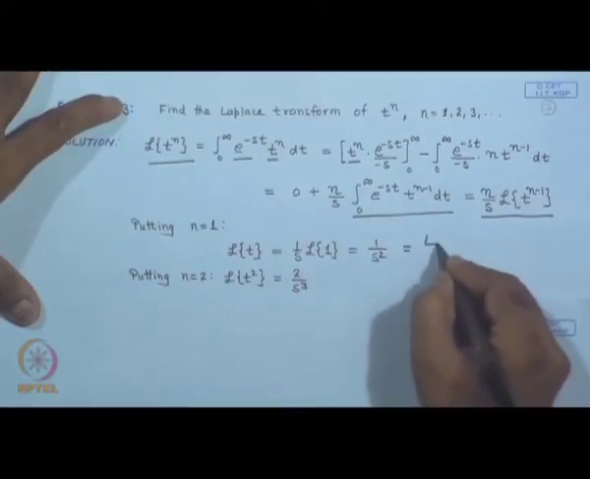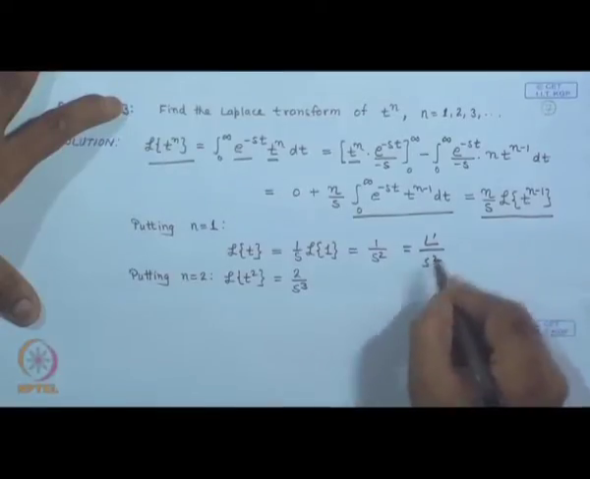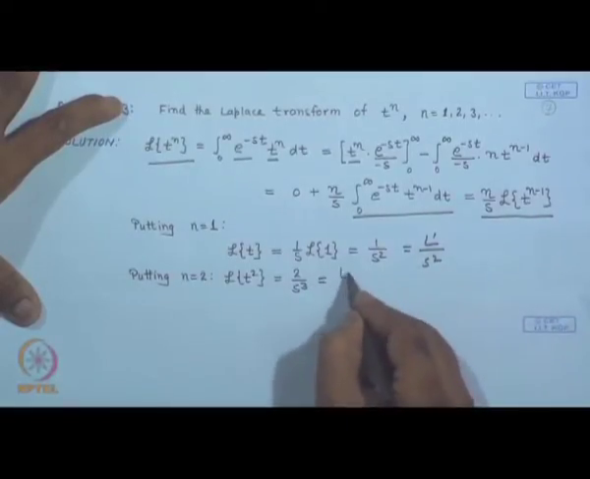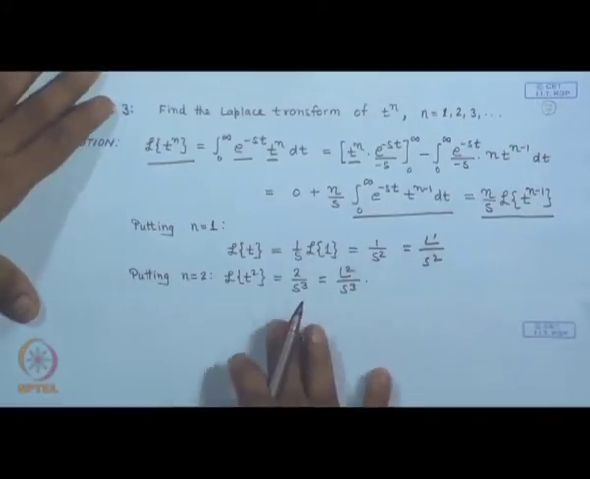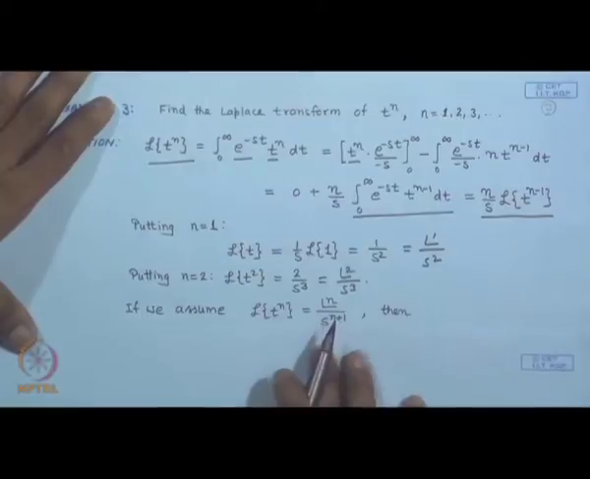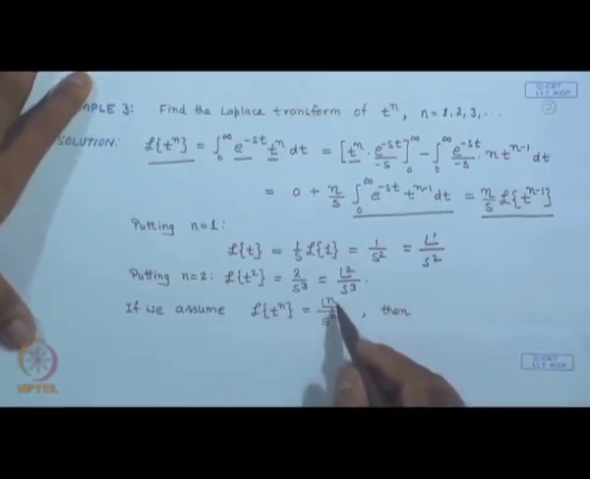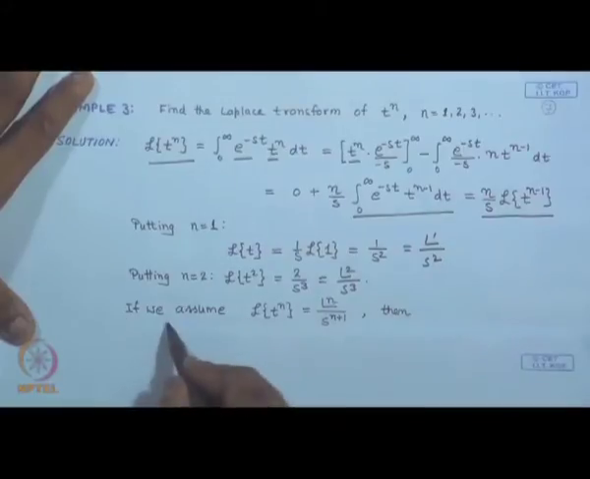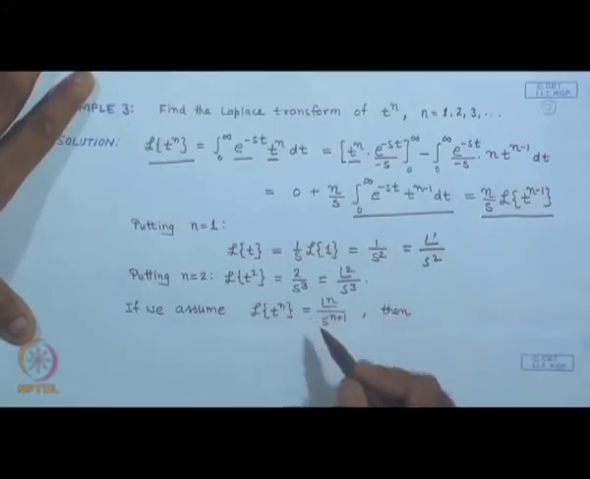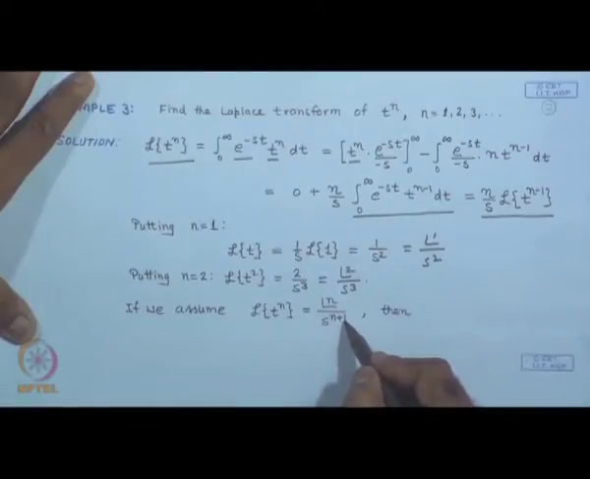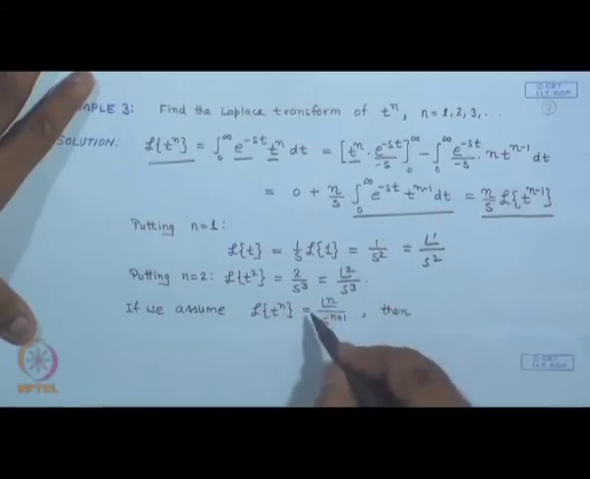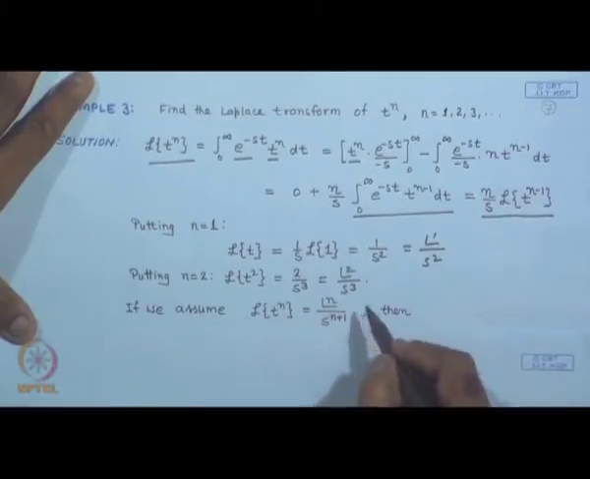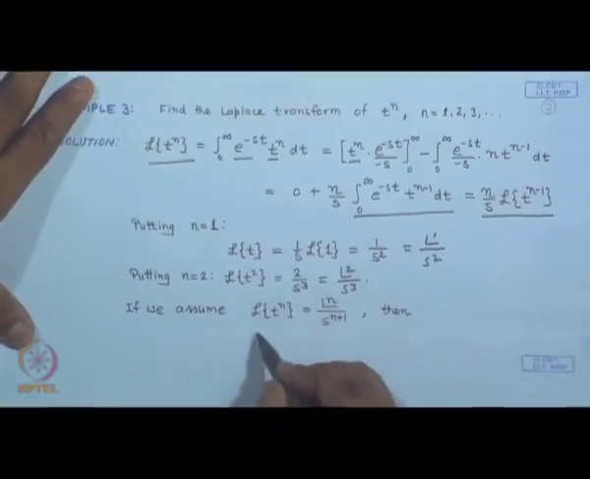So, in general we can also write this as factorial 1 over s square, and this is nothing else but the factorial 2 over s cube. Based on this, now we can prove by mathematical induction that the Laplace transform of t power n is factorial n over s n plus 1. So, if we assume that Laplace transform of t power n is factorial n over s n plus 1, and then show that the Laplace transform of t n plus 1 is factorial n plus 1 over s n plus 2, then we are done.